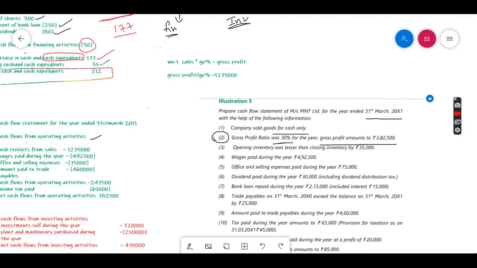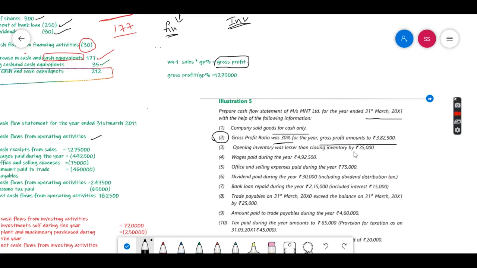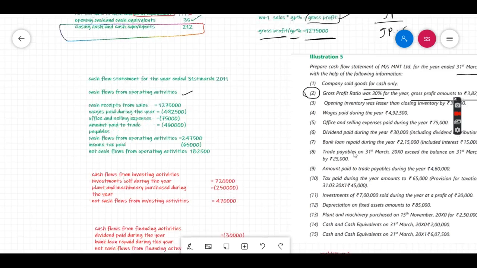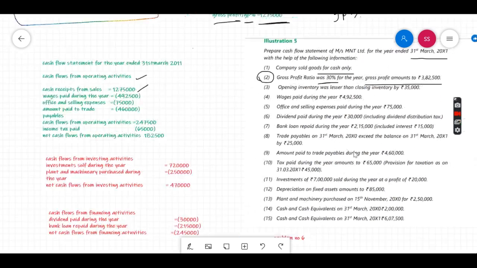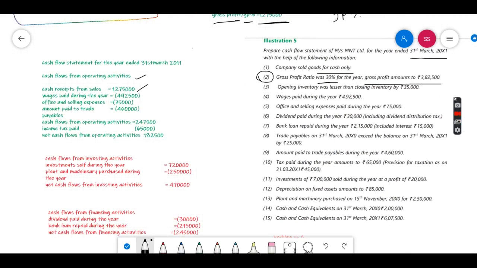Generally, sales into gross profit ratio is equal to gross profit. This is the general formula. They gave the gross profit and the gross profit ratio. All we did is GP divided by GP percentage. Then we got the sales, which is 12,75,000. So we're going to start our solution with that: 12,75,000 cash receipts from sales, and then what else? Opening inventory was less than the closing inventory, which is not required because that information is required in the indirect method. We are doing the direct method, so obviously we don't require that.